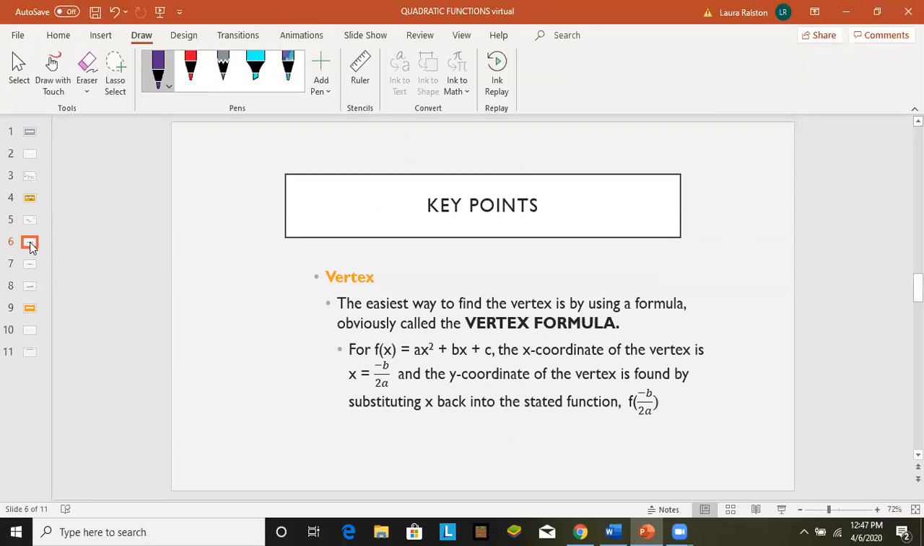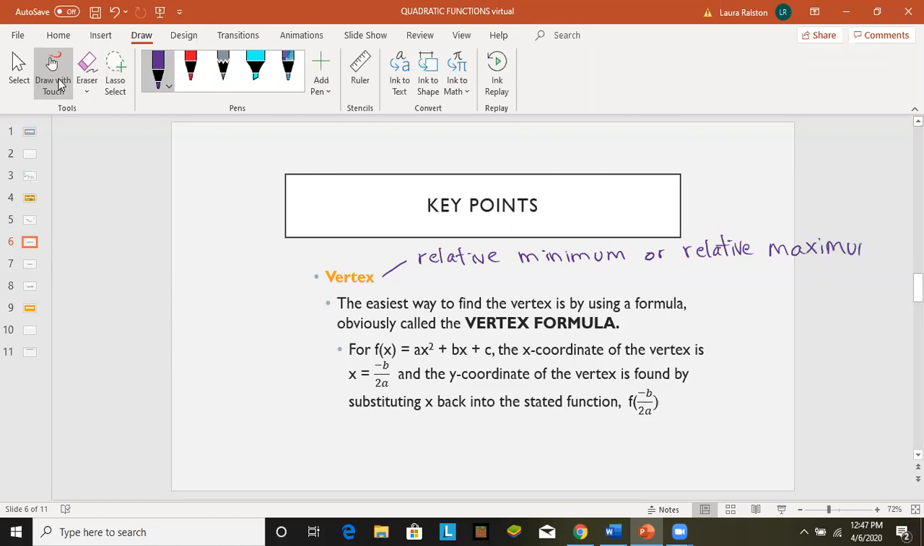All right, so let's think about the key points on a parabola. One of the most important points on a parabola is the vertex, because remember, as I just mentioned to you a few minutes ago, that vertex corresponds to the relative minimum or the relative maximum. So it's the point where the graph changes direction.